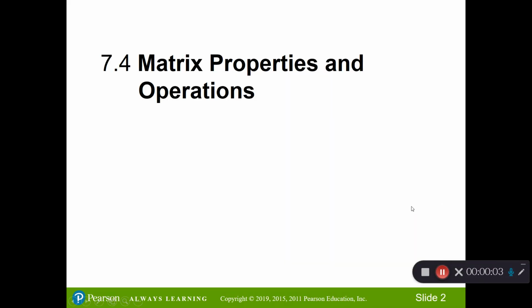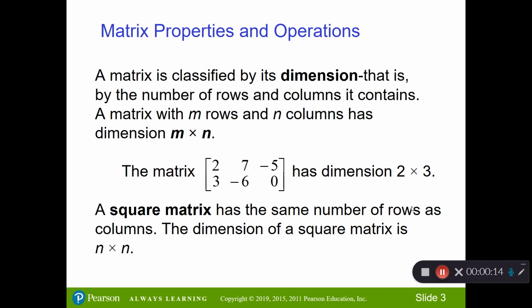Matrix properties and operations. We're going to look at one tool, matrices, that we can use to solve systems of equations, but first we've got to learn how to work with these items. So a matrix is just an arrangement of numbers, like this right here is an example of a matrix.